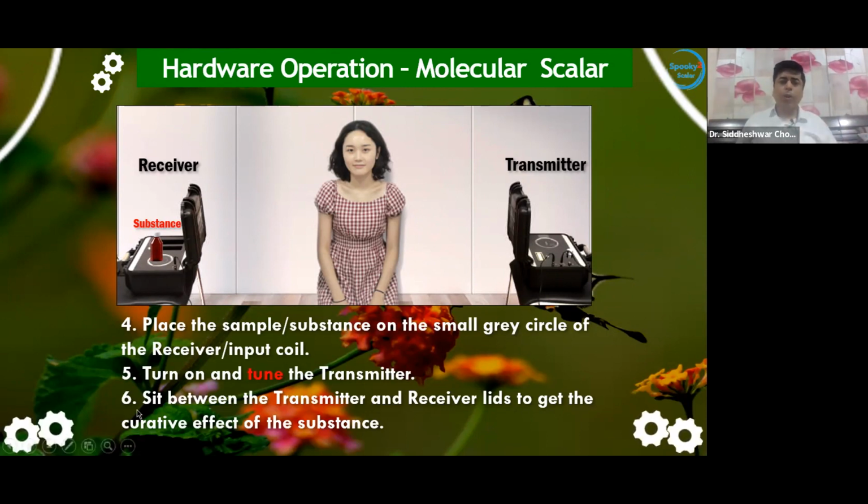Okay. So now what you have to do is place any substance, any molecule on the small gray circle of the receiver coil or the input coil. Here you see in the diagram. So here you have to place the substance on the receiver coil and sit exactly in between the transmitter and the receiver leads, maintaining the previous distance of 1.5 feet at least from both the receiver and transmitter.